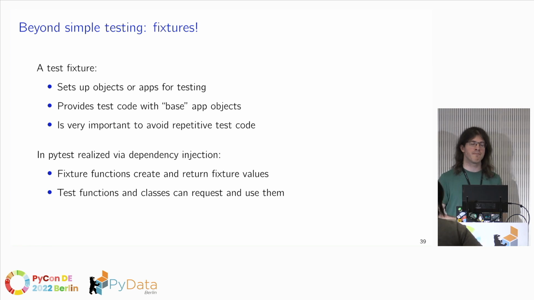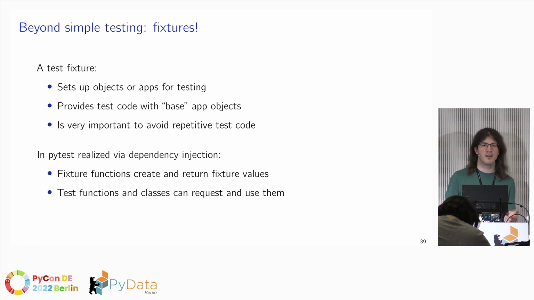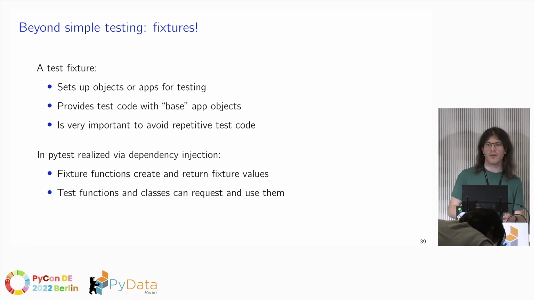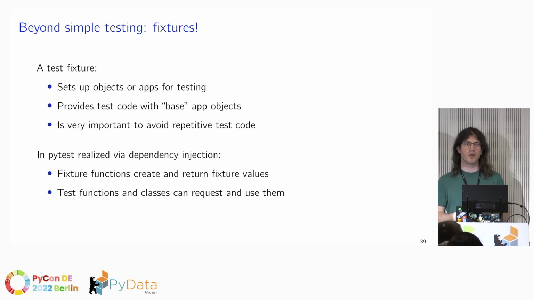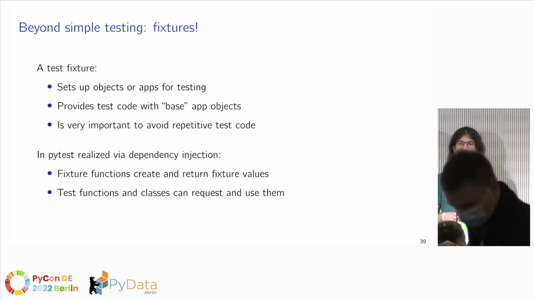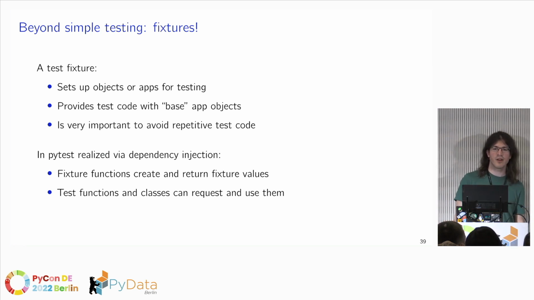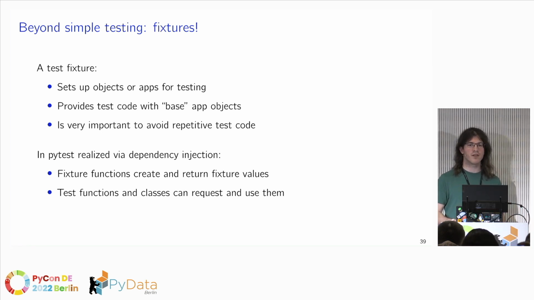So if you maybe have, let's say, a config class or whatever, and you want to write tests for it, and then you need to set up some basic config class with a couple of settings and such, then instead of having to copy-paste this kind of setup step into every test, you would move it into a fixture, and your tests would then use this fixture. And this is realized via dependency injection. So we have a fixture function. A fixture function creates and returns a fixture value, and test functions can request and use a fixture.